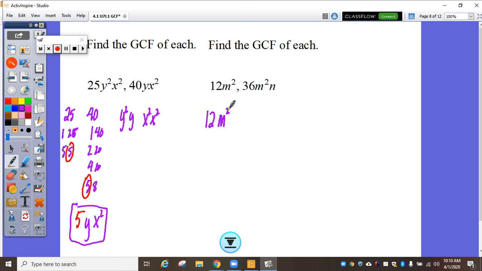Now I want you to look here. This doesn't have an n. This one does. So if you do not have the same variable in each one, you can't take it out. If I have an m here and an m here, then I'll pick the one with the smallest exponent. But if I just have an n here and no n here, there's no common factor to it. There's no n over here. So that's going to be my answer right there.